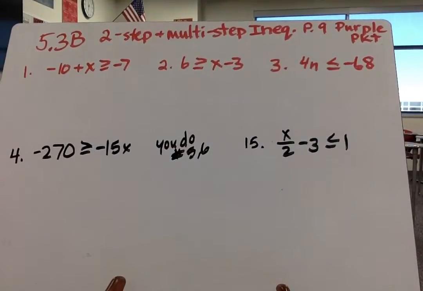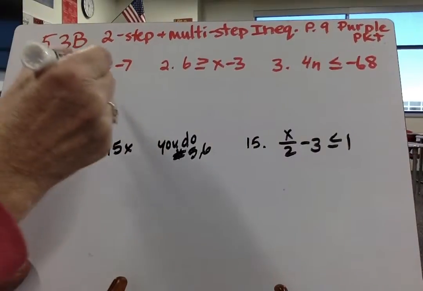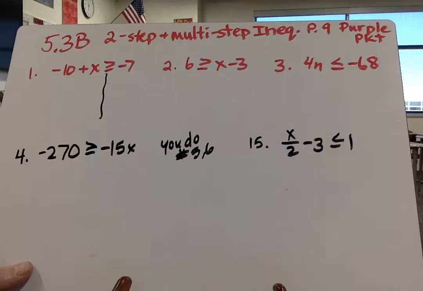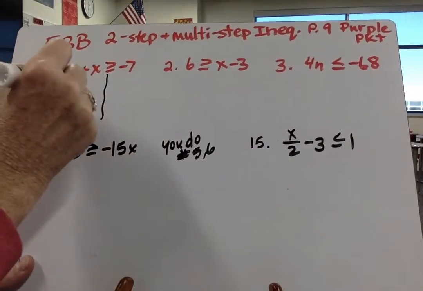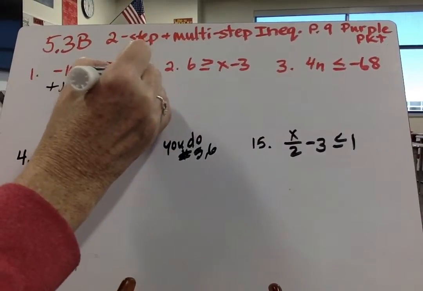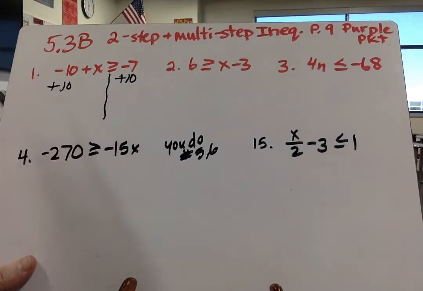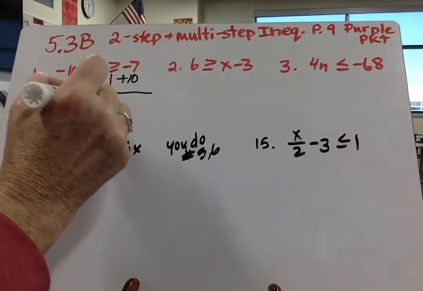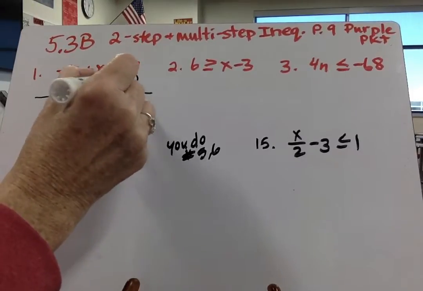So the first thing you want to do is identify the variable x. We want to get x, or the mom, by themselves. With the toddler over here, minus 10, I'm going to go plus 10. With the toddler, always add or subtract. Negative 7 plus 10.